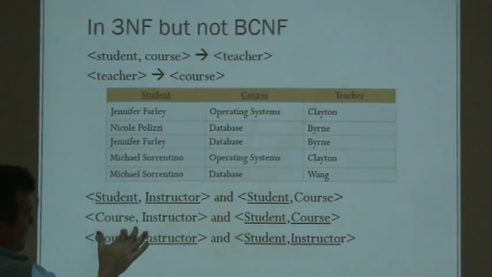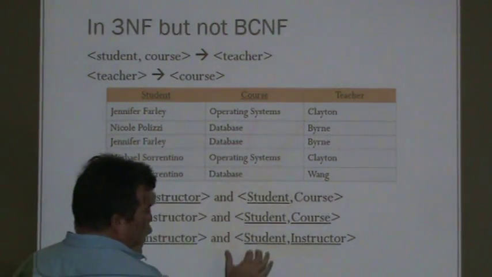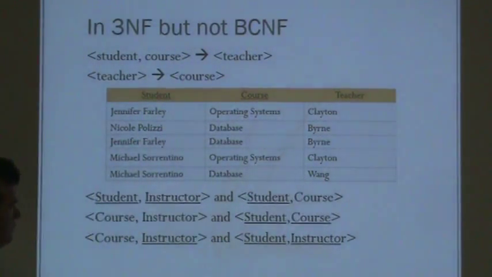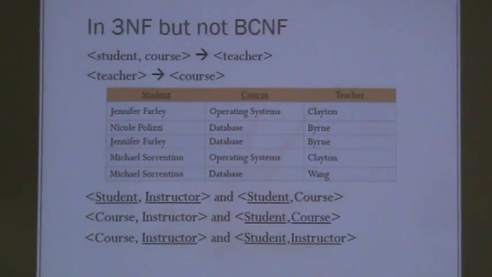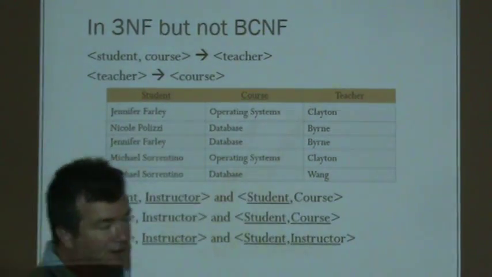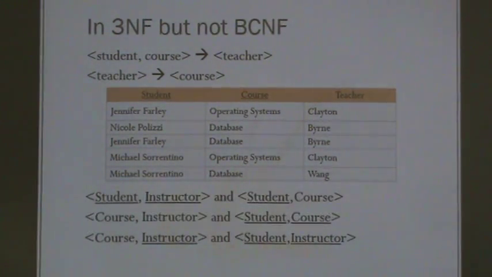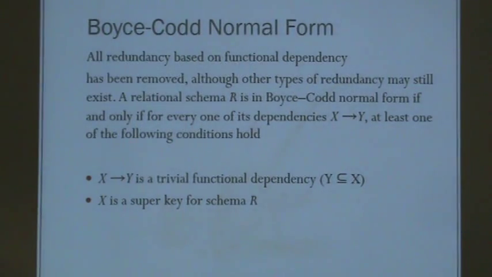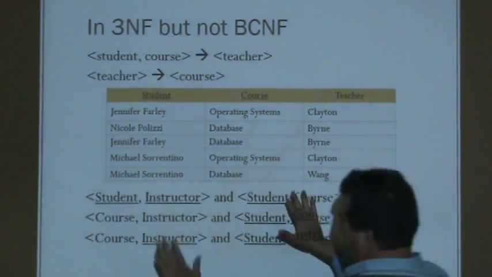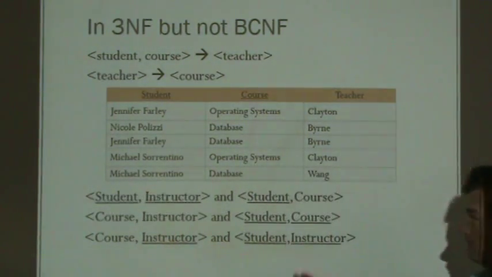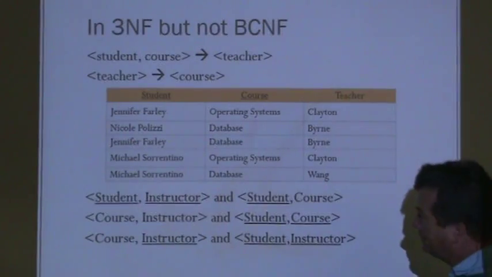And then we could also break it down into a course instructor table and a student course table. We could also break it down into a course instructor and a student instructor table. Any of those breakdowns would be considered a legitimate version. Any one of these three breakdowns would then put this table into Boyce-Codd normal form.